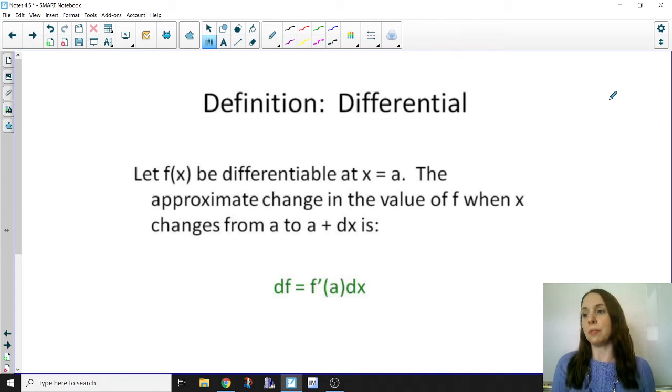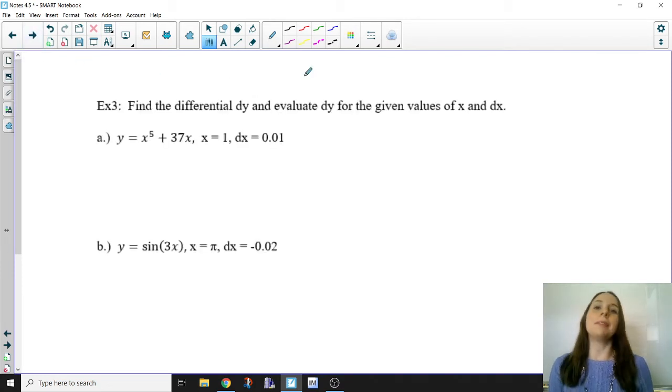Here's your definition for differentials. If you have a differentiable function at x equals a, then you can approximate the change in the function values when x changes from a to a plus dx by using this formula, df equals f prime of a times dx. So as usual, I would suggest you pause the video to take that definition down in your notes. But also, as usual, I'm just going to move right along and just show you how it works here with example 3.